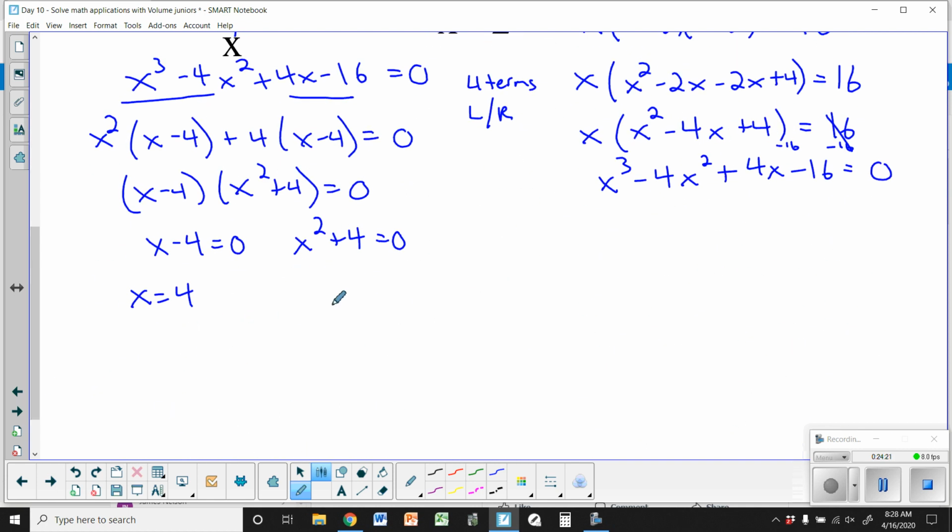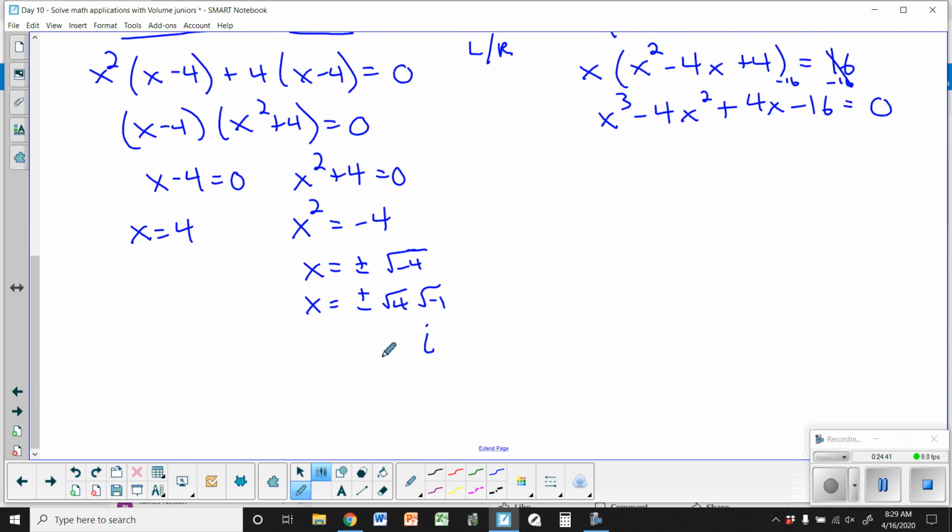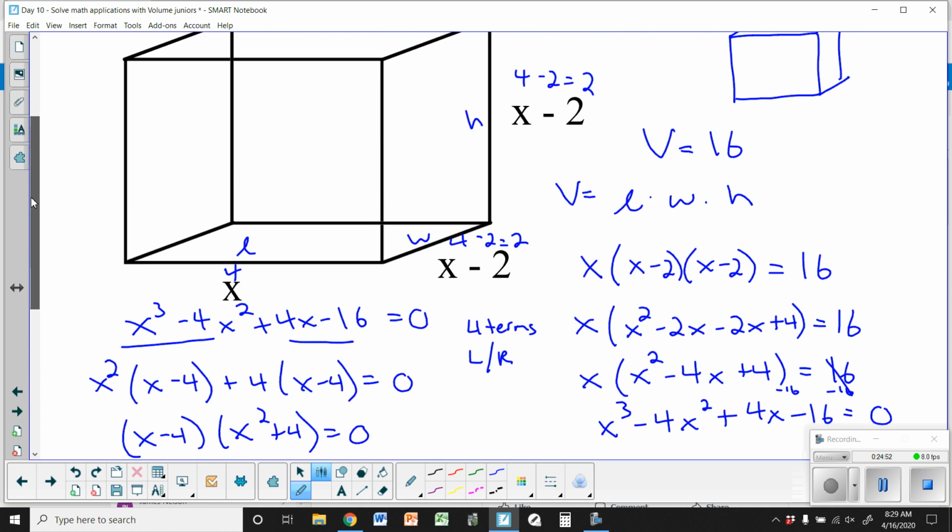Let's see if we have any more possibilities. So x squared equals negative 4. x equals plus or minus the square root of negative 4. And we're like, oh, negative 4. So that's plus or minus the square root of 4 times the square root of negative 1. So the square root of negative 1, that's i. Are we going to have imaginary solutions? You're right, we can't have imaginary solutions. So this is not a possibility. So really, our only possible solution is going to be that positive 4.